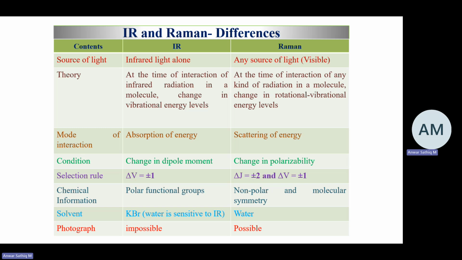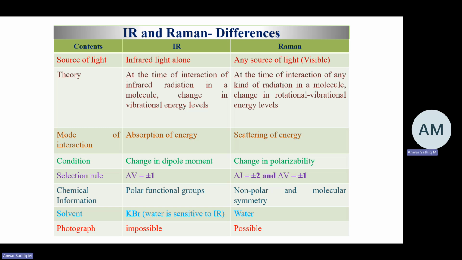Here delta V equal to plus 1 means that this is due to absorption of energy. Molecules gain energy moving to a higher vibrational energy state, for example, V0 to V1 and V1 to V2. Similarly, delta V is equal to minus 1 means that this is emission. The molecule loses energy moving to a lower vibrational energy state, for example, V1 to V0.